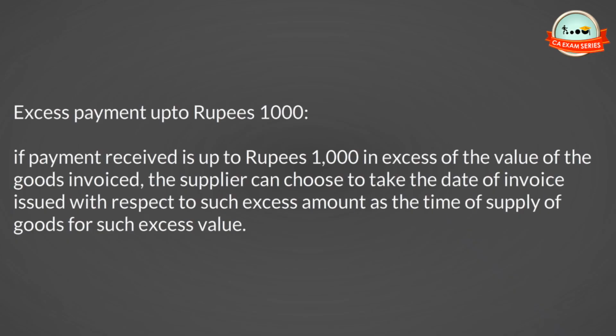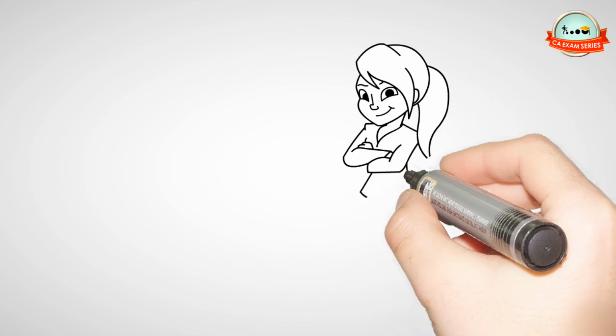Excess payment up to ₹1,000. If payment received is up to ₹1,000 in excess of the value of the goods invoiced, the supplier can choose to take the date of invoice issued with respect to such excess amount as the time of supply of goods for such excess value.